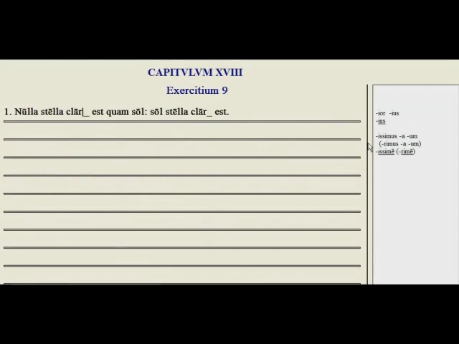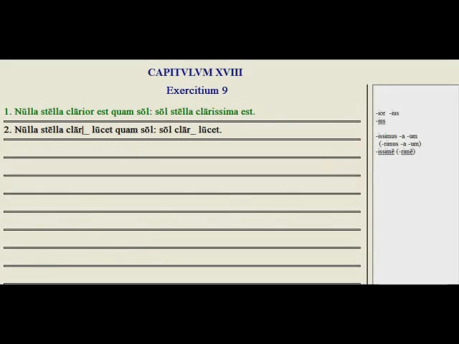Here we have more comparatives. No star is brighter, clarior, than the sun. The sun is the brightest, clarissima. Let's go ahead and try the rest of those comparatives and superlatives with the adverbs also thrown in. The underlined ones here are the adverbs. And issime means the most adverbial thing. So like shines the most brightly, issime, clarissime.